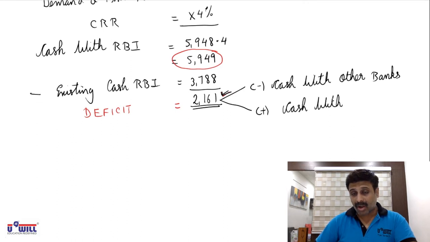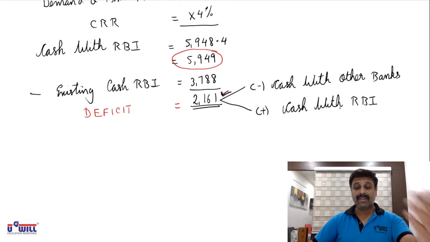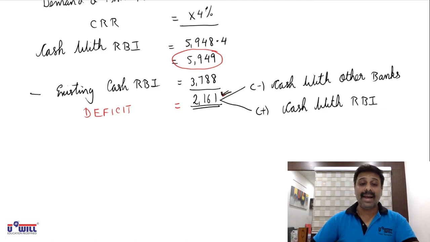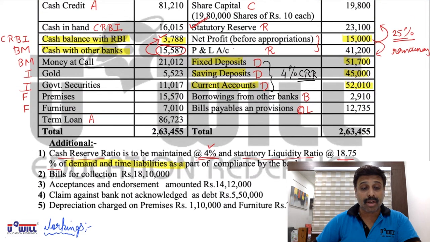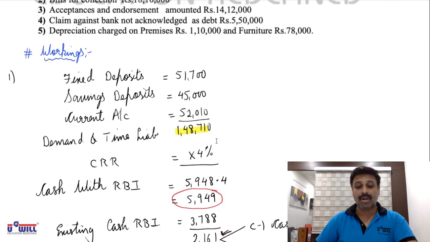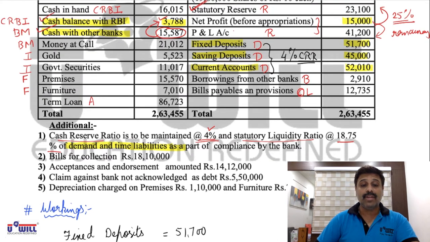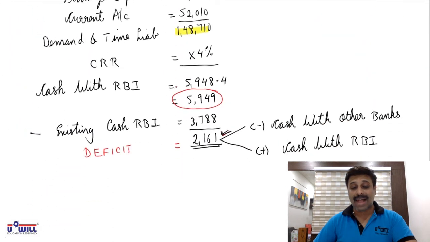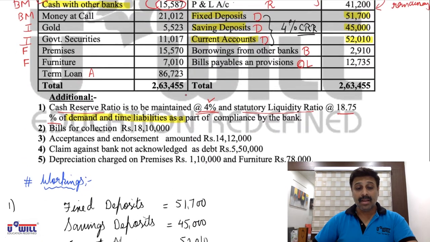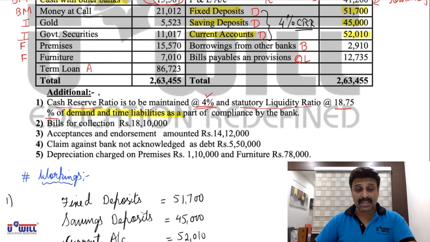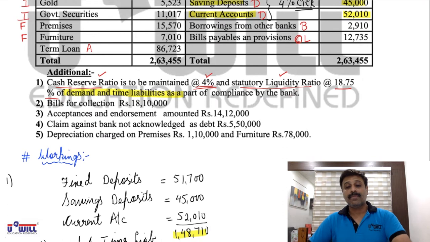Practically, bank will withdraw from other banks and transfer it to RBI. But theoretically, what adjustment we are supposed to do in final accounts? You minus it from cash with other banks. So put tick on cash with other banks so that you remember when we come to this item, we have to minus this amount of 2161. And also put tick on cash with RBI so that you remember that when we come to cash with RBI, we have to add this amount of 2161. Okay, so this is the first part of adjustment CRR. Now second part is statutory liquidity ratio. Now what do you mean by statutory liquidity ratio?